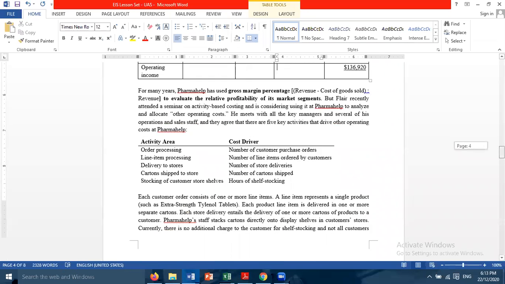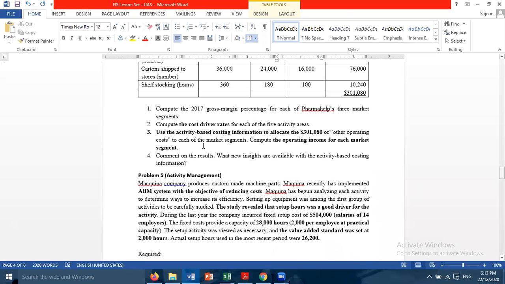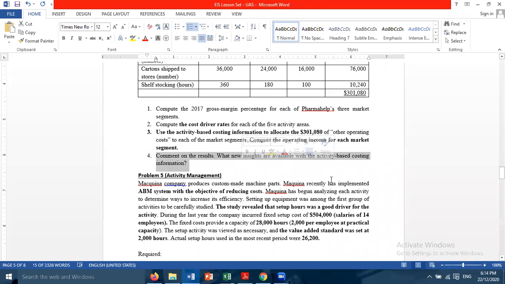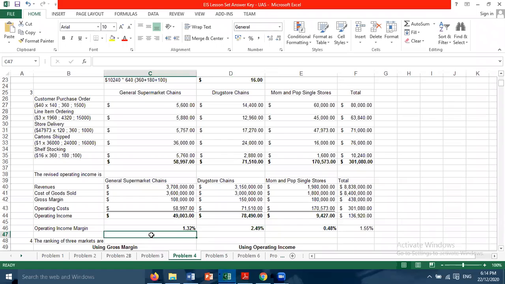Now, so that's the answer for number 3, right? Now, number 4 here, comment on the result. What new insights are available? All right, so here we are asked to comment on the results. So what we need to do to comment on the result is to compare the results we get after activity-based costing with the results we get before activity-based costing.